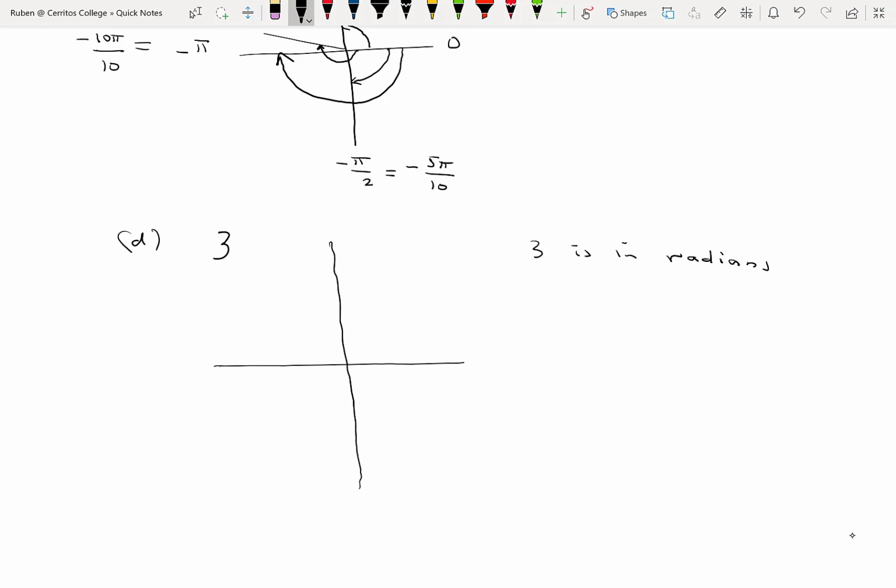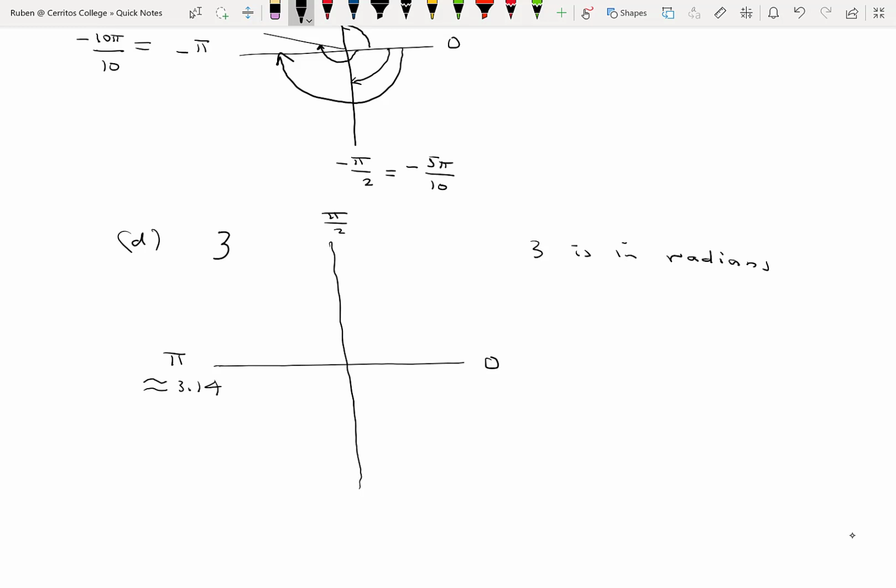Well, it's still a little rough. Here's pi over 2. Here's 0. Here's pi. The two angles, pi over 2 and pi, are angles measured in radians as multiples of pi. They're not measured in radians because they have a pi symbol on there. They're measured in radians because they don't have a degree symbol. But my angle 3 is not a multiple of pi. So remember, pi is approximately 3.14.